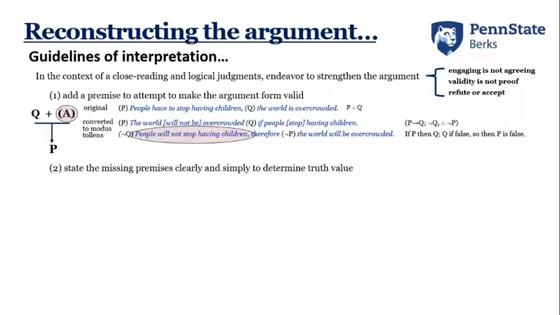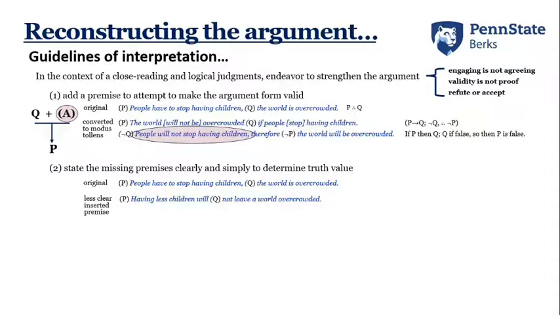Another way to offer a guideline of interpretation is to state the missing premises clearly and simply determine the truth value. In other words, again with the original, people have to stop having children, the world is overcrowded. A less clear inserted premise might be, having less children will not leave a world overcrowded, but people keep having children, and you're leaving something out there. Hear this in a more fluid way: having less children will not leave a world overcrowded, but people keep having children.